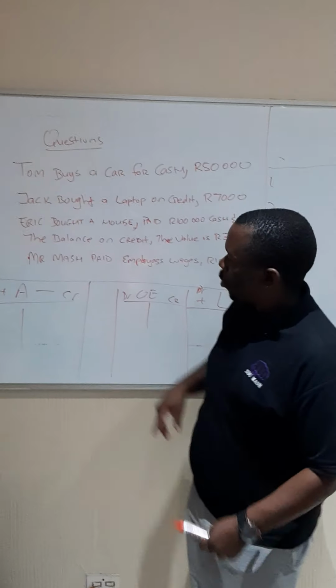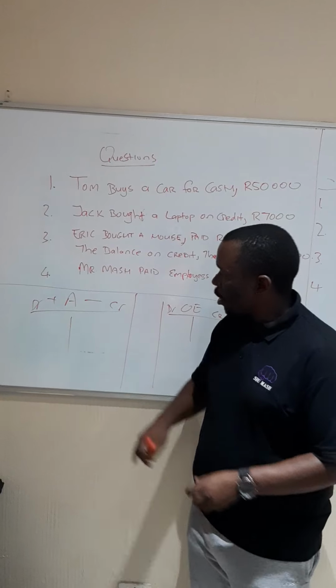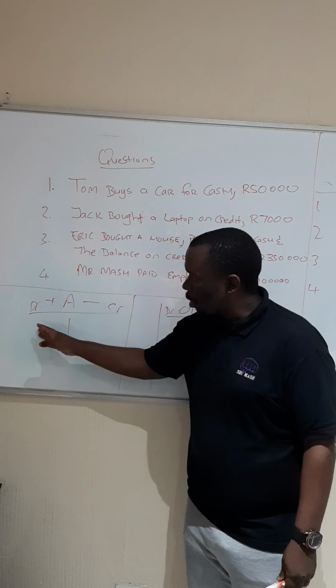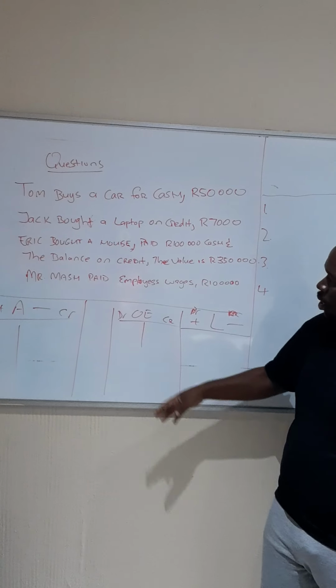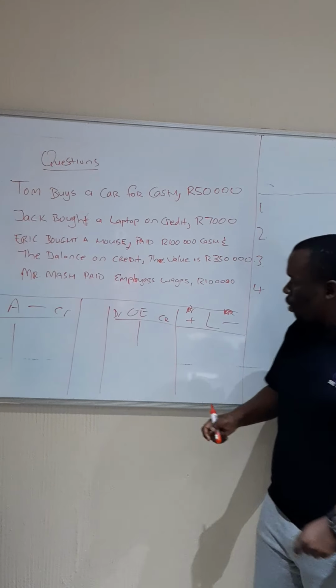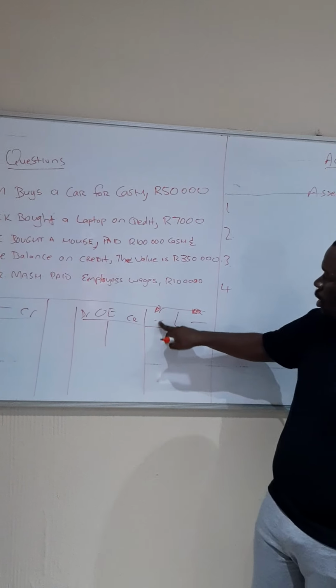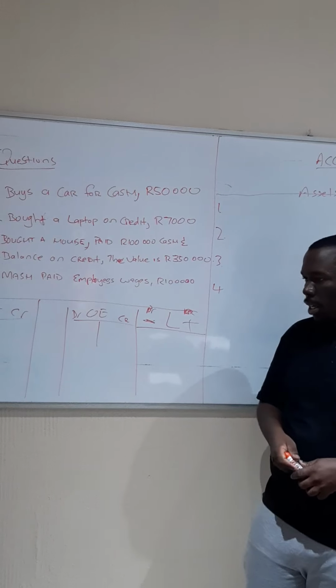Before we start with the questions, I want us also to quickly look here. The A stands for assets. Assets increase on the debit side and they decrease on the credit side. And then equity increases on the credit side and decreases on the debit side. And then liability increases on the credit side and decreases here on the debit side.